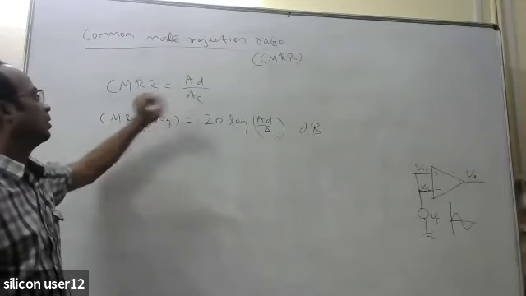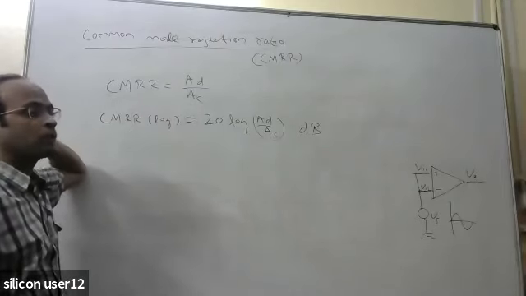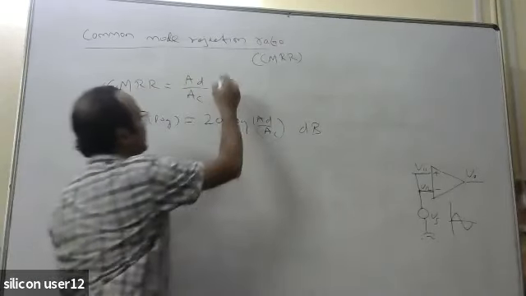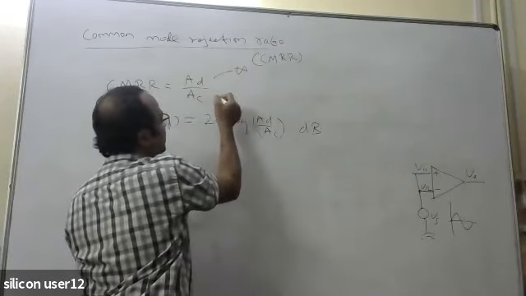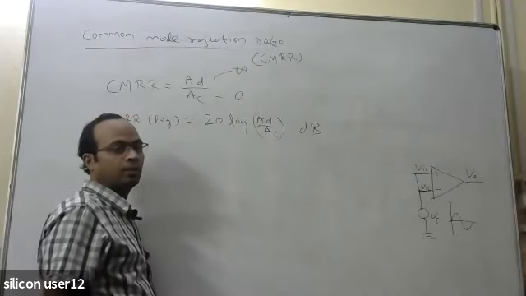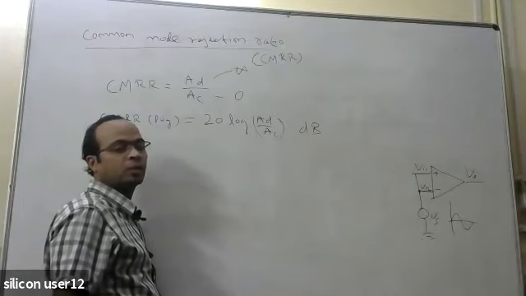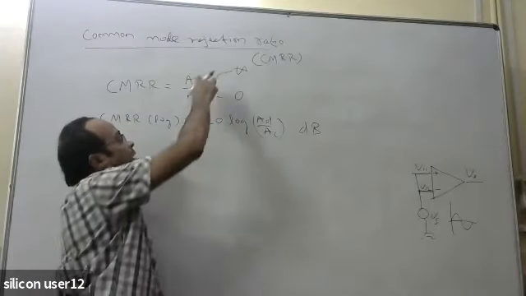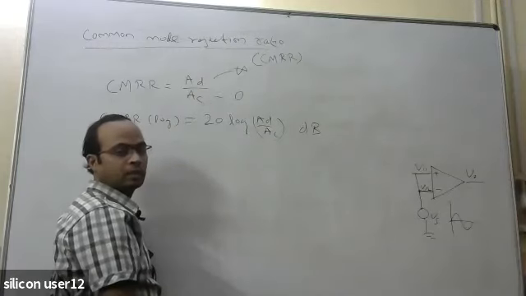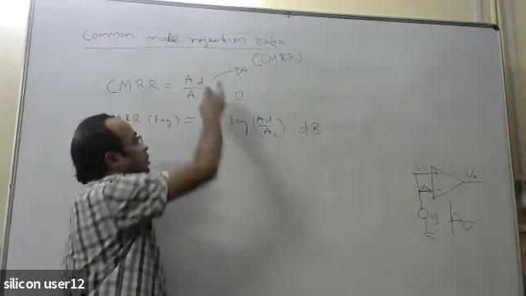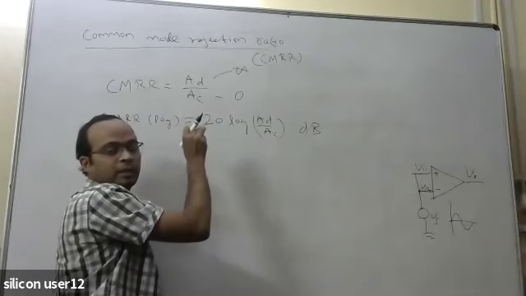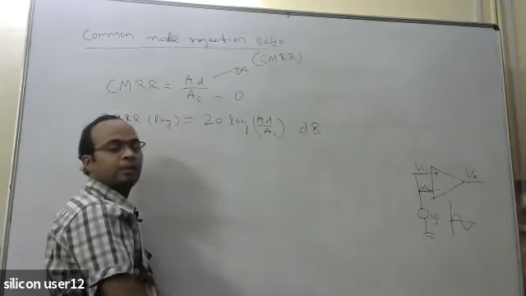Ideally, we assume that AD should be very high, going to infinity, and AC should be equal to 0. But practically it is not possible that any op amp will have exactly infinite AD and exactly 0 AC. So obviously AD will be a high quantity and AC will be a low quantity. Based on that, the parameter CMRR can be calculated.